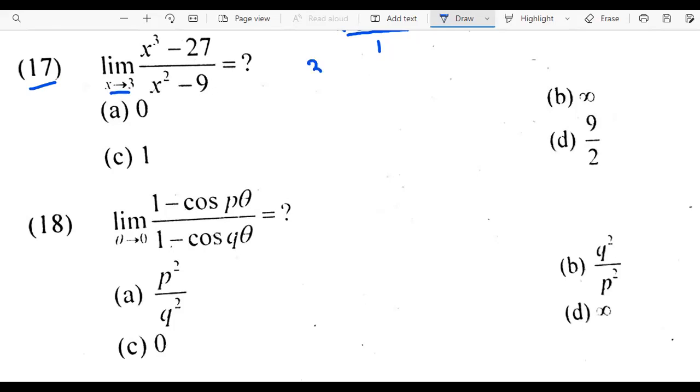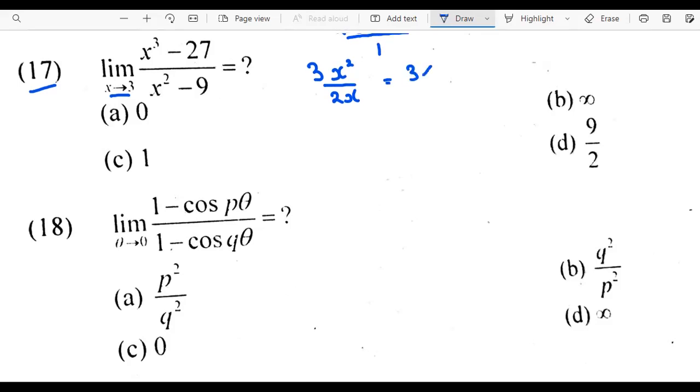So in the numerator, it would become 3x square divided by 2x. And again, things are not working because, okay, this time, what do we have? We are getting 3x square by 2x. Limit x going to 3 will give me 3 into 3 multiplied by 3 square, that is 9, divided by 2 multiplied by x, that is 3. So 3 and 3 would be cancelled. This time it is 9 by 2.